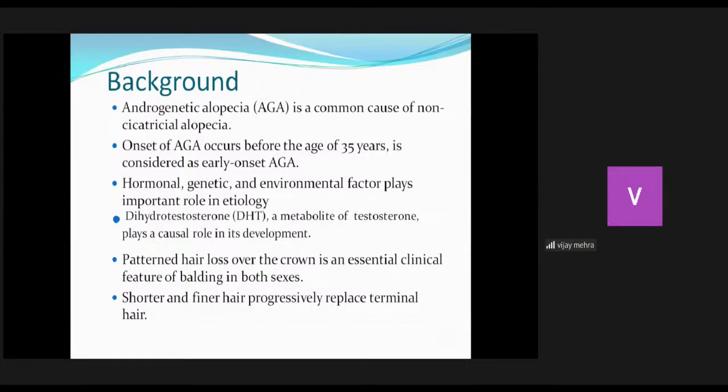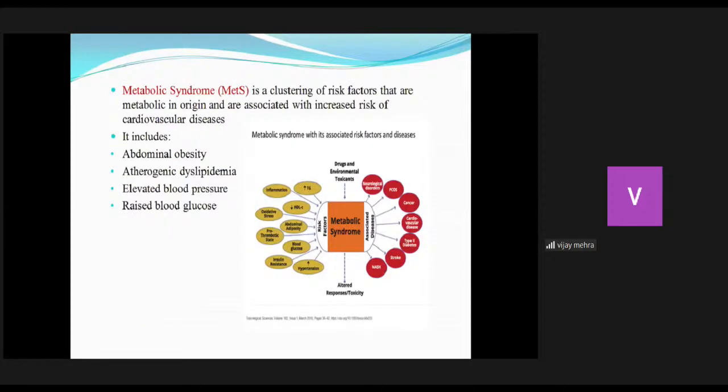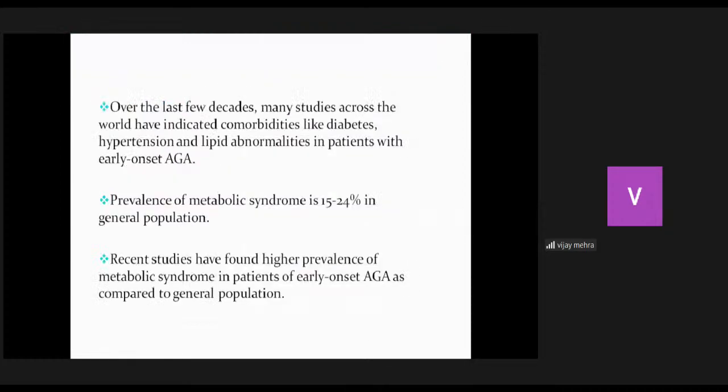Patterned hair loss over the crown is an essential clinical feature of balding in both sexes. Shorter and finer hair progressively replace terminal hair. Metabolic syndrome is a clustering of risk factors that are metabolic in origin and are associated with risk of cardiovascular disease. It includes abdominal obesity, atherogenic dyslipidemia, elevated blood pressure, and raised blood glucose. Over the last few decades, many studies across the world have indicated comorbidities like diabetes, hypertension, and lipid abnormalities in patients with early onset AGA. The prevalence of metabolic syndrome is 15 to 25% in the general population.